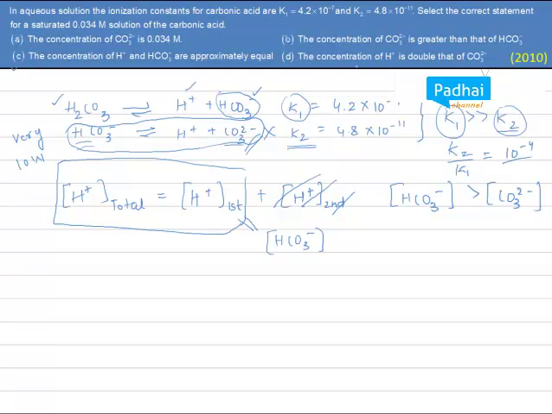Now D is saying that the concentration of H plus is double that of CO3 2 minus, but we cannot say that it will be double or not, because H plus, we know that it will be much higher than CO3 2 minus, but it is very difficult to say that it will be twice. That means option D is also wrong. That means only option C is correct, right?